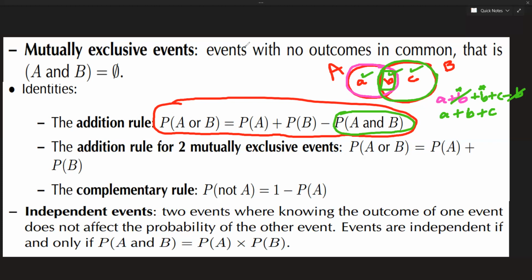And then now we're going to do... Okay, let's check this one before we move on. The addition rule for two mutually exclusive events.